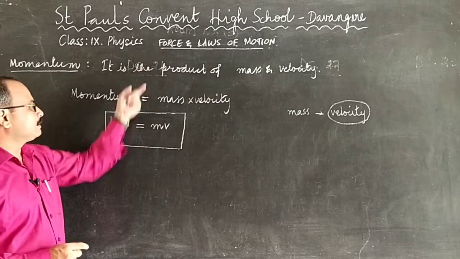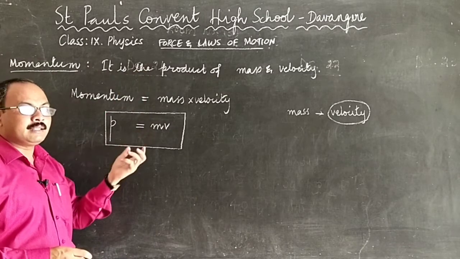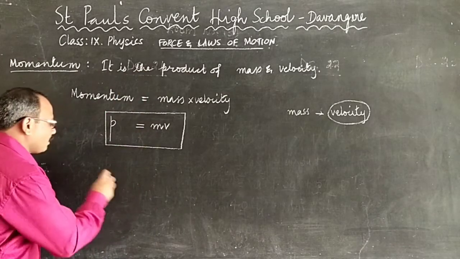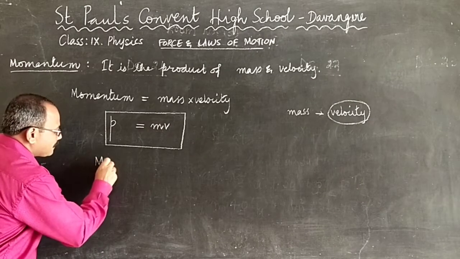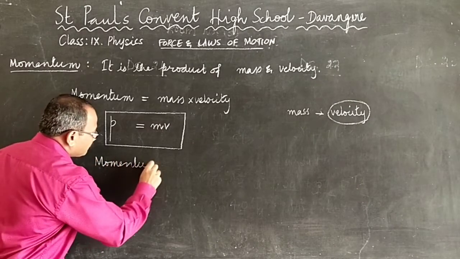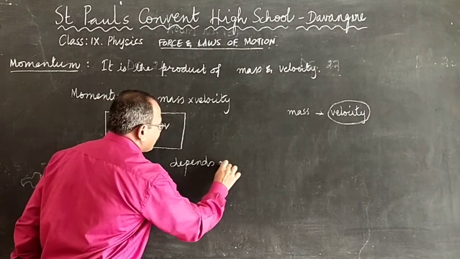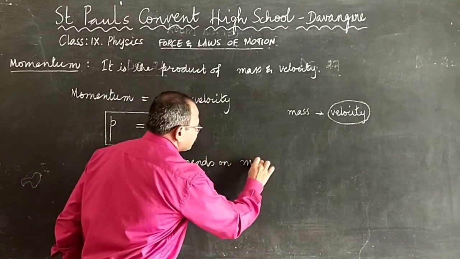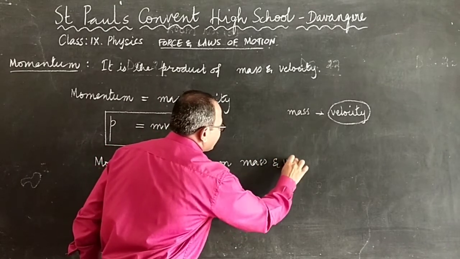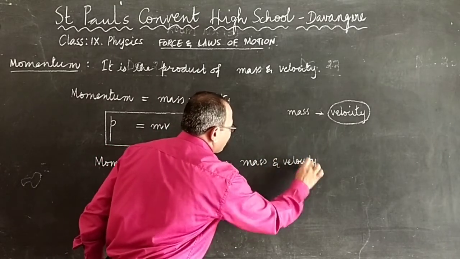Definition part, formula part, then the momentum of a body depends on mass and velocity of objects.